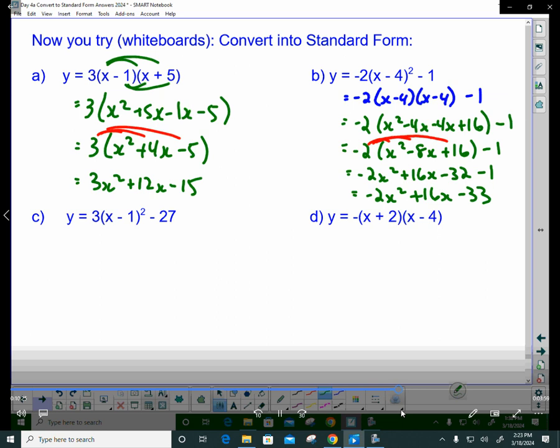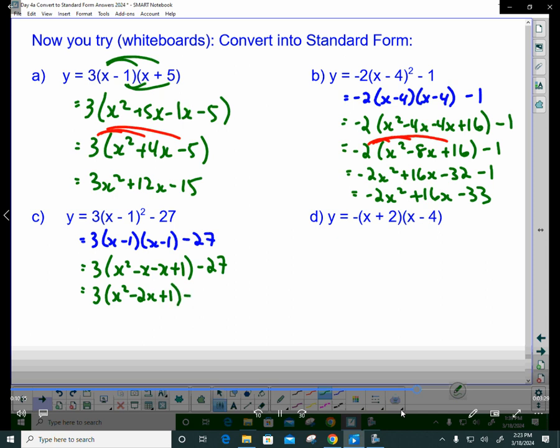In C, you'll see that we have another one that's being squared. So again, to avoid the grade 9 mistake, I'm going to write this out twice. So this equals 3 bracket x minus 1 times x minus 1, with the 9 is 27 hanging around there. Rainbow the middle, and I get 3 times x squared minus x minus another x plus 1 minus the 27.